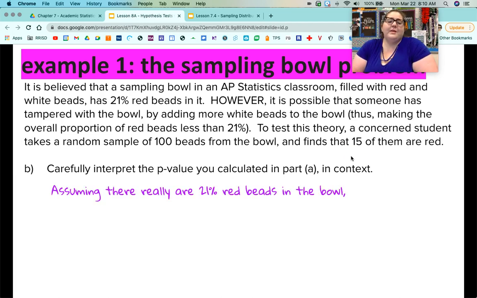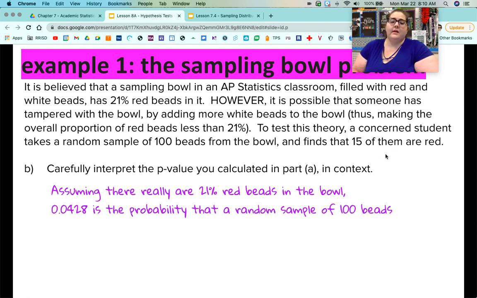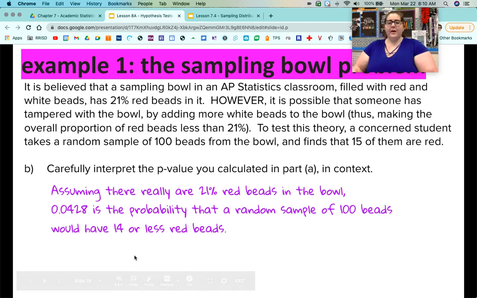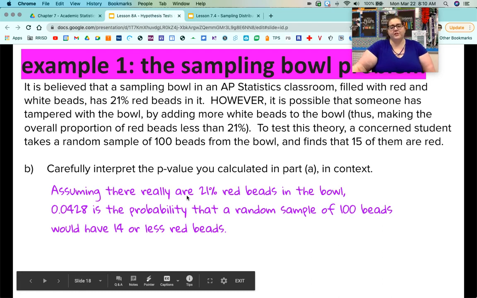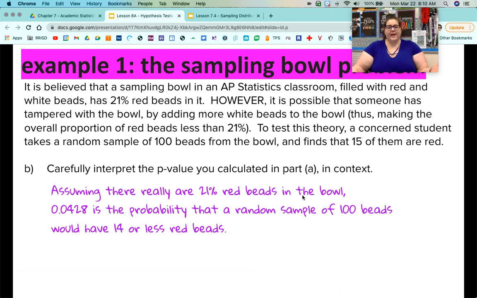So basically, assuming there really were 21% red beads in the bowl, assuming that were truly the case, there's a 0.0428 probability that a random sample of 100 beads would have 14 or fewer red beads. So an important part of this is assuming the null is true, because our probability came from that sampling distribution that had 0.21 in the middle. So that probability came from assuming that there really were 21% red beads in the bowl.